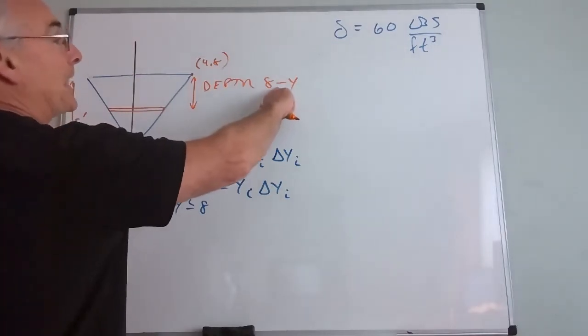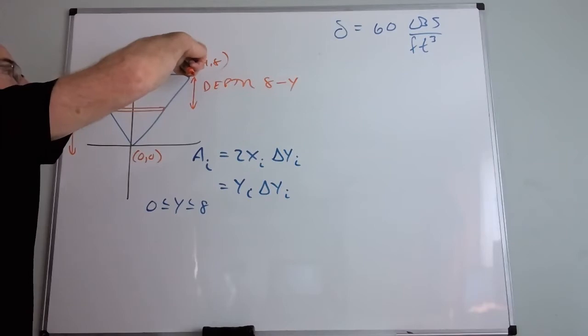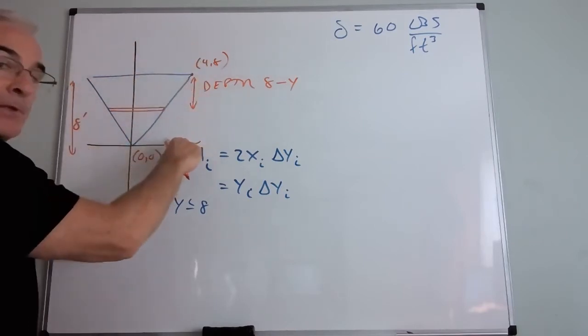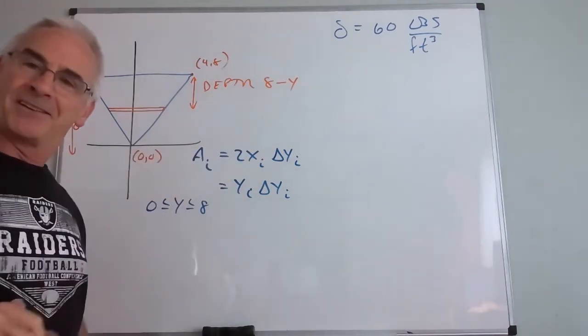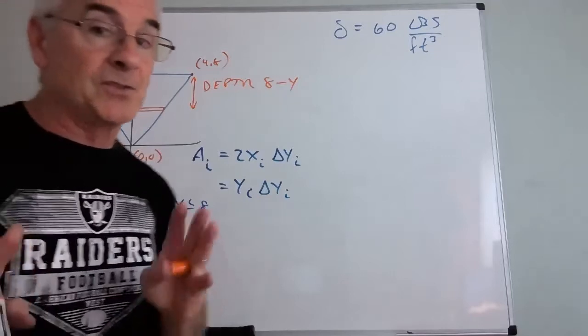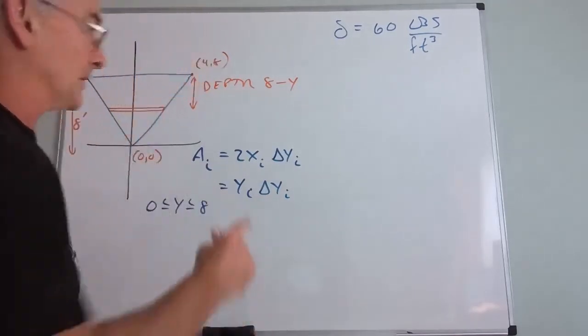If I call my depth 8 minus y, then when I am at this point here, I have depth 0. When y is 8, I have depth 0. And when y is 0, I have depth 8. Does that make sense? So someone said, flip it. That's kind of what I did there. There is no one size fits all. I'm going to do a second example where we're going to look at it a little differently.